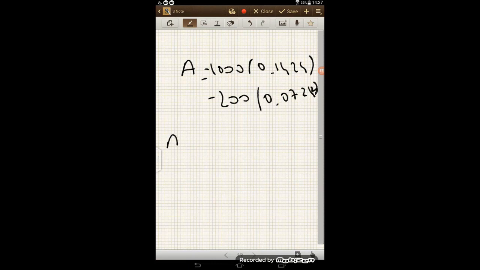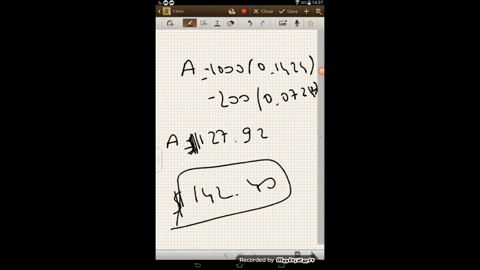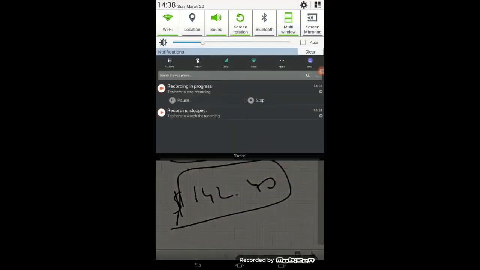Then the answer is gonna be $127.92. So we had before $142.40, but if we take into account that we sell it after 10 years for $200, then our equivalent annual cash flow is decreasing to 127.92. This question is done here as well.